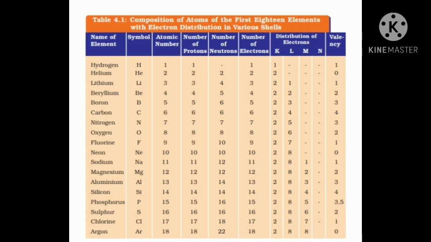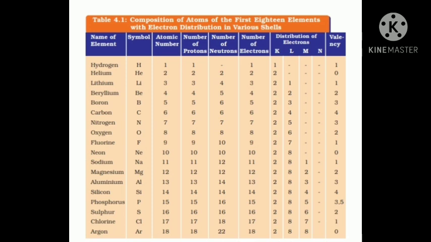How will you find out the valency? Above 4, number of electrons in the outermost shell is 5. So you should subtract from 8. That is 8 minus 5 is equal to 3. Maximum number of electrons in the shell is 8. So 8 minus 5 is equal to 3. 3 is the valency.